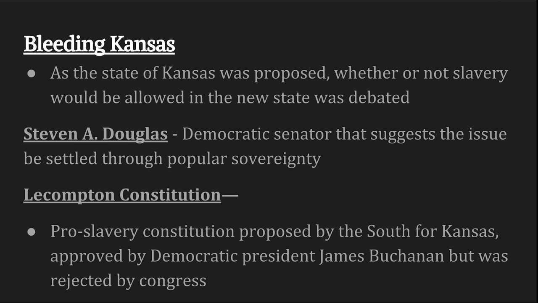Bleeding Kansas. So when Kansas was proposed as a state, again, whether or not slavery could be expanded was heavily debated, and Stephen A. Douglas suggested that the issue would be settled through popular sovereignty, instead of following previous compromises that would have prevented that. The Lecompton Constitution was a pro-slavery constitution proposed by the South for Kansas. James Buchanan supported it, but Congress did not allow it.